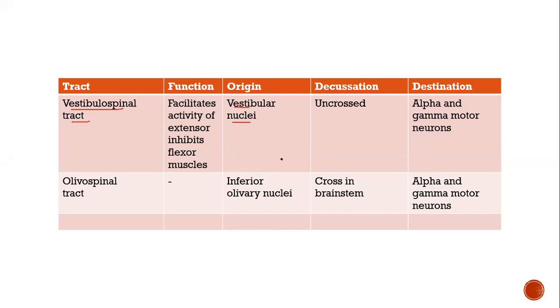से आ रहा होता है, ठीक है, and it goes through the spinal cord, but it facilitates the extensors and inhibits the flexors, तो इसका उल्टा काम होता है. ओलिवोस्पाइनल ट्रैक एक और ट्रैक होता है, इसका फंक्शन अभी तक डिस्कवर नहीं हुआ है फिलहाल, so that's exactly what you need to know about the descending tracks as far as your exams are concerned.